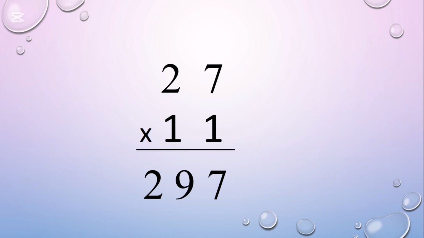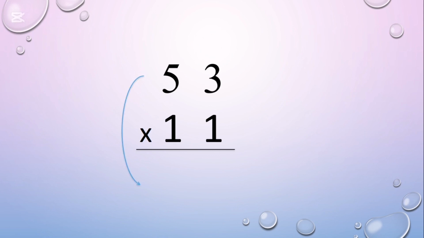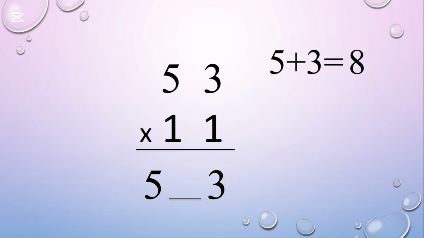Okay? Let's take another example, that is 53 multiplied by 11. Write 53 like this: 5 and 3, leaving a number space in between. Now add 5 and 3, which is 8. So 583 is our final answer.